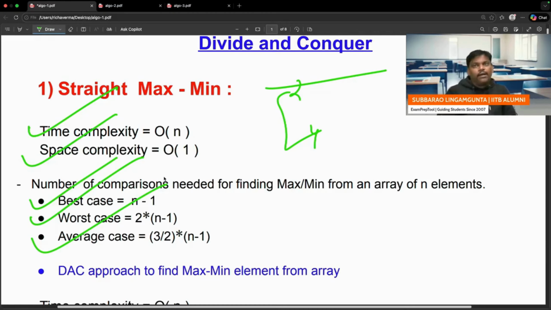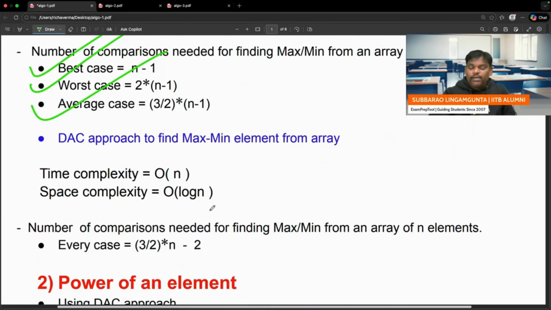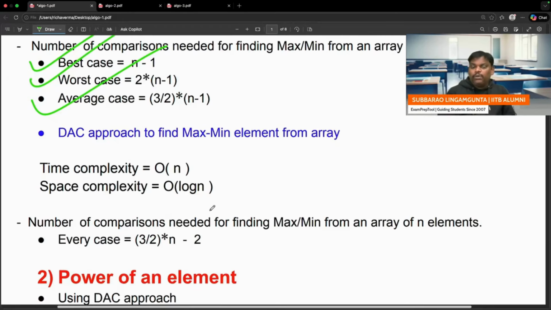Topic is divide and conquer. In that, the first topic is finding maximum and minimum. We are doing straight maximum minimum, straightly finding maximum and minimum. These are the things everyone knows. If you apply divide and conquer to find maximum and minimum, I think the same story should be done. You have to do one scan, time complexity order of n.